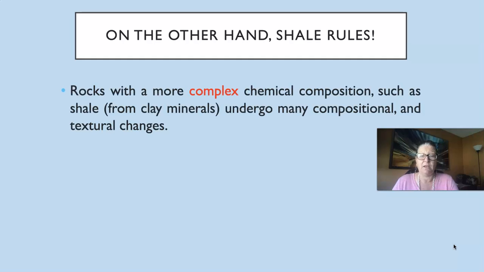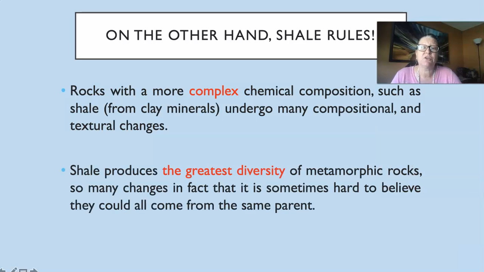On the other hand, shale rules. Shale makes all kinds of different minerals because shale, which was originally mud, has everything in it. Silicon, oxygen, aluminum, potassium, sodium, iron, magnesium, everything. And the more ingredients that you have, the more different minerals you can make. And so shale produces the greatest diversity of metamorphic rocks.